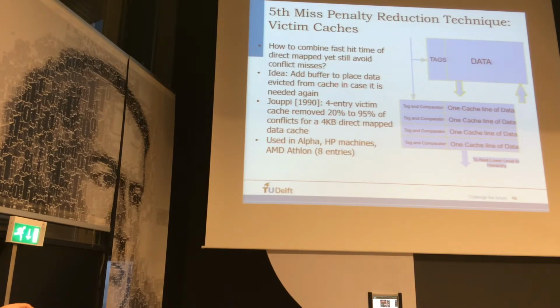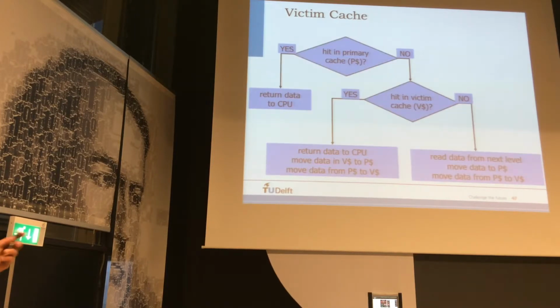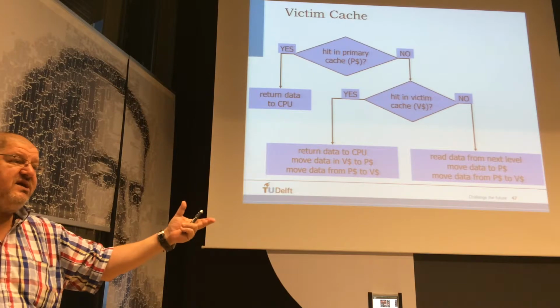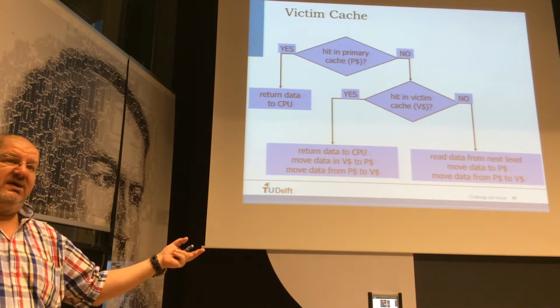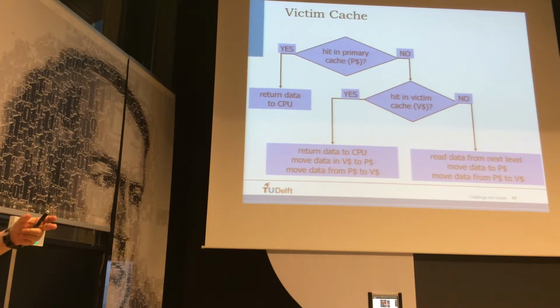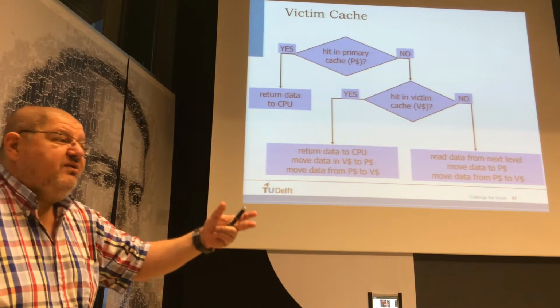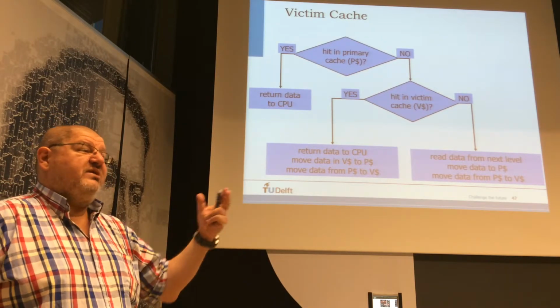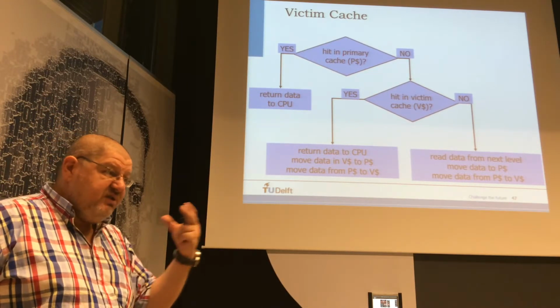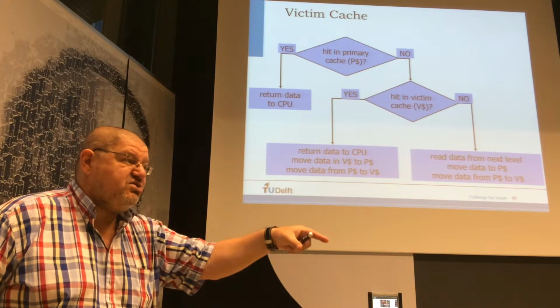This is based on calculations, on experiments. And some of those machines do have a victim cache. The operation principle is this. I'm looking in the cache. If there is a hit, I'm happy as usual. If there is a miss, I'm looking now in the victim cache. Is the line that I'm looking for a victim of a previous access? If it is, it's in the victim cache.